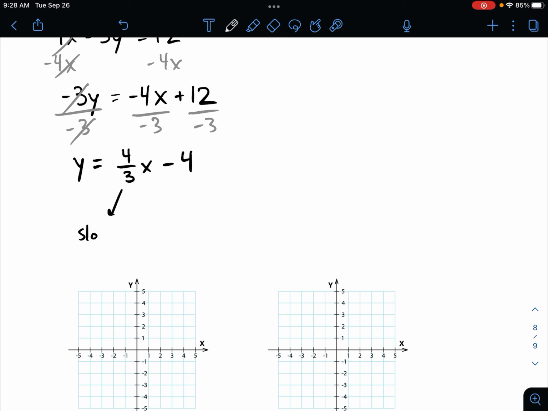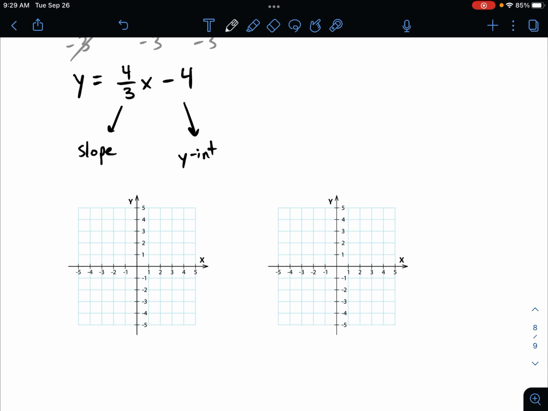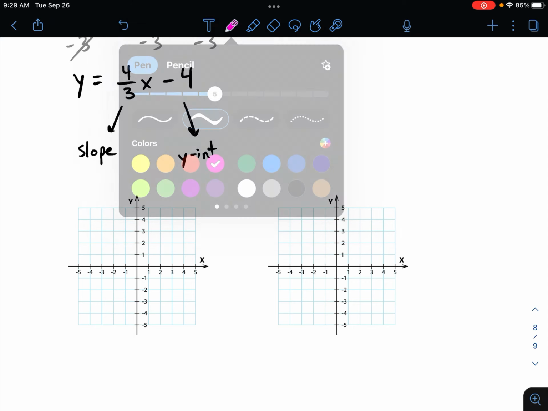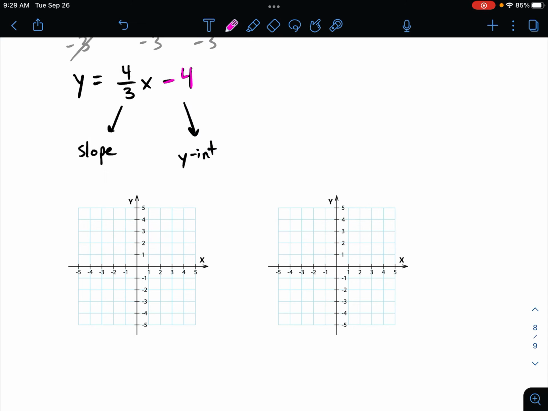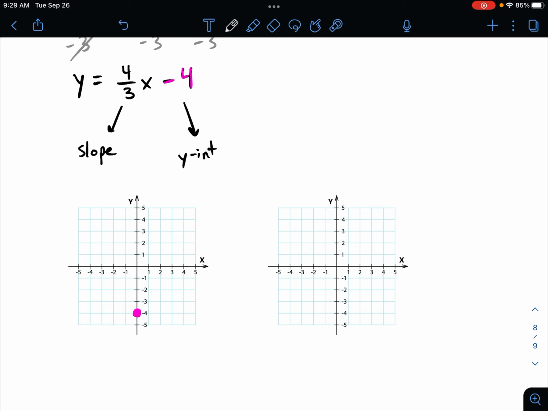And from here, we should be able to identify the slope, which we know is 4/3, so up 4, right 3. And then here we have the y-intercept, which we know is -4. So if I were to graph these, we can put -4 on the y-axis. Here's my -4. It's going on the y-axis there. And then my slope is 4/3. So I go up 1, 2, 3, 4, and then over 1, 2, 3. So we should have a point right there. And then I can connect these 2 points, all right? So we should get a line just like this.